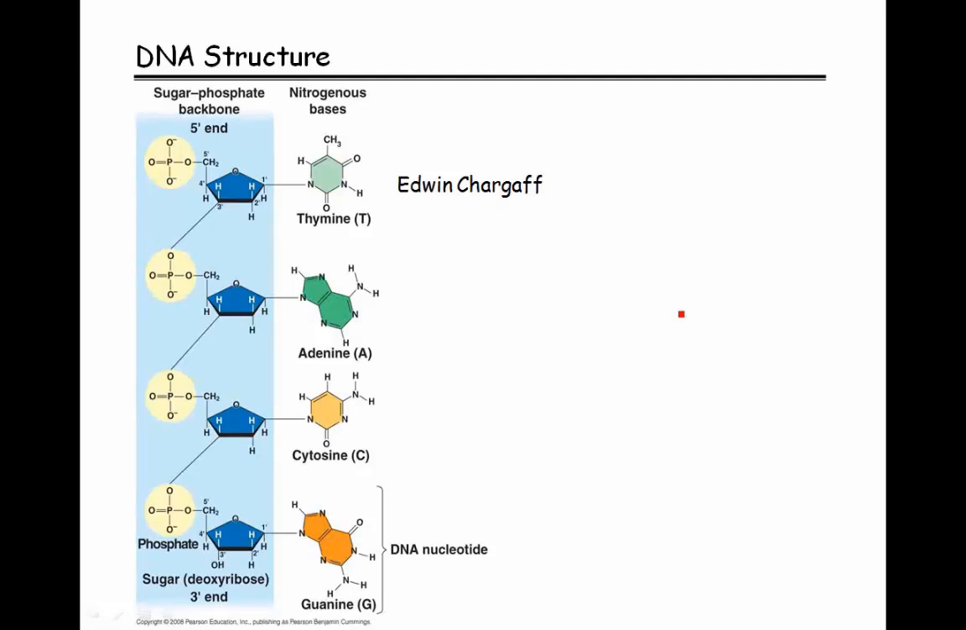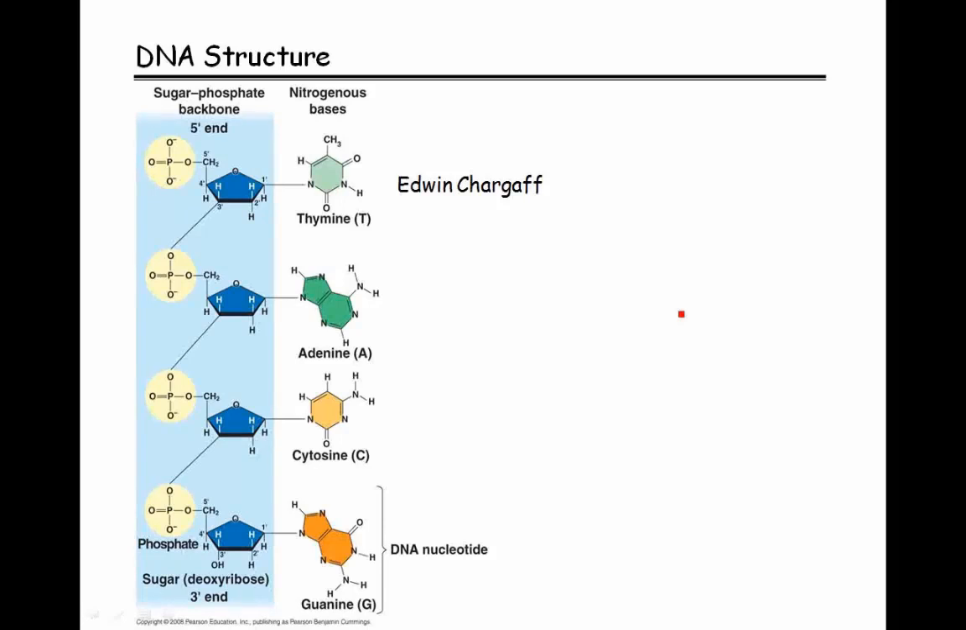One of the people that was working on this was Edwin Chargaff. And what Edwin Chargaff was looking at specifically was he was looking at the base composition. So he analyzed in many different species, a wide range of species, so plants, animals, bacteria, fungi, you name it. He looked at the DNA in those organisms and he determined how much of the DNA was composed of thymine nitrogenous bases versus what percentage of the DNA was composed of adenine or cytosine or guanine.